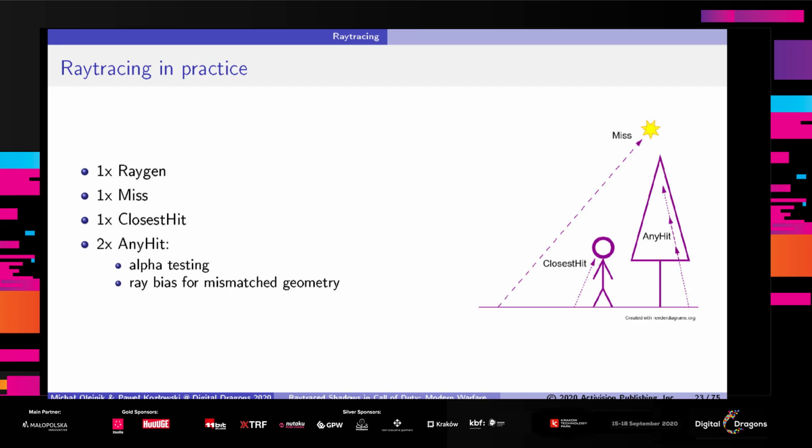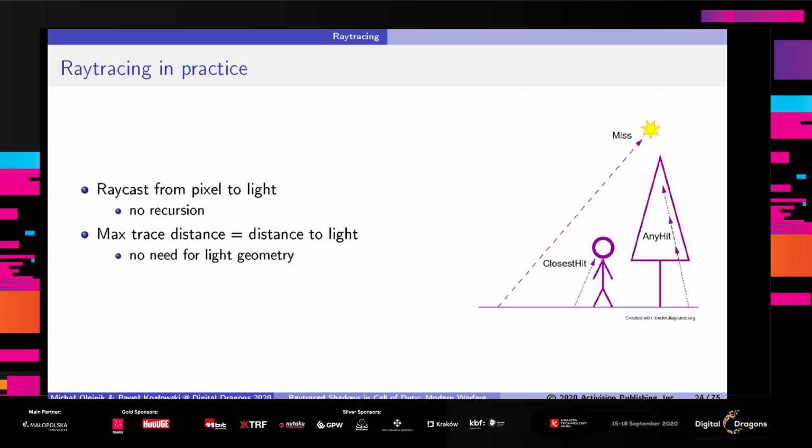So in practice, our ray tracing shader setup is quite simple. We only have one ray generation shader and one miss shader to flip the visibility bit during raycast. We have a shared closest hit shader for all materials. And the only performance caveat is that we need any hit shaders. One for alpha testing, which is quite expensive as you will later learn, and one to add some ray bias for mismatched geometry. More on that also later.